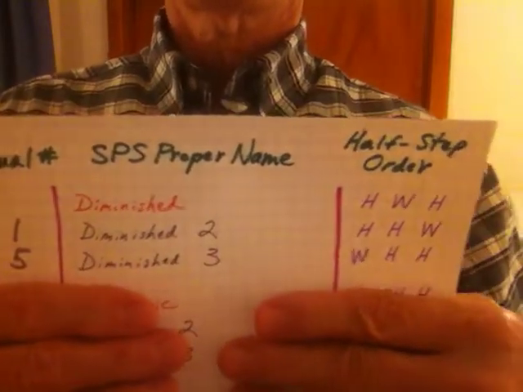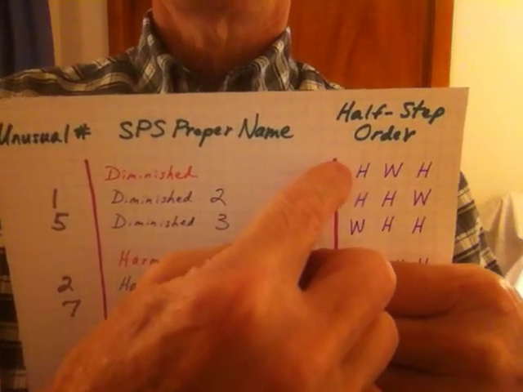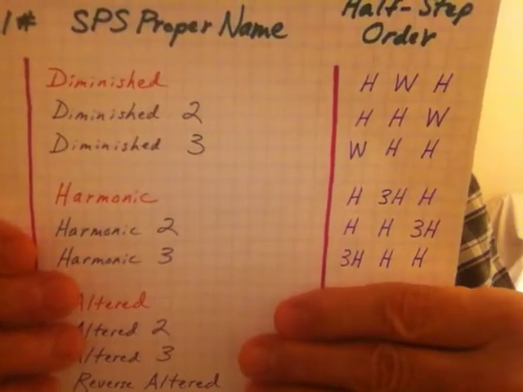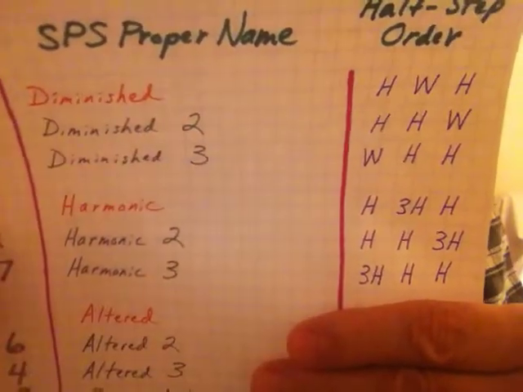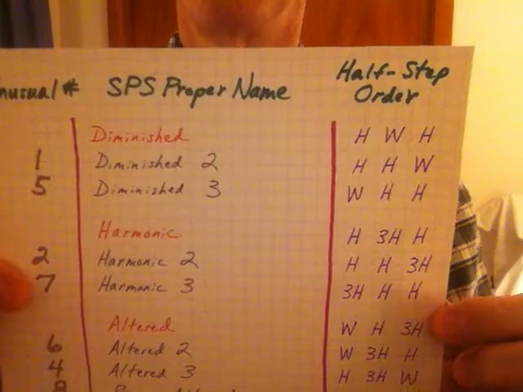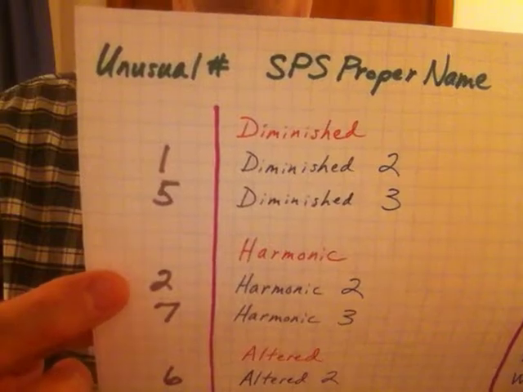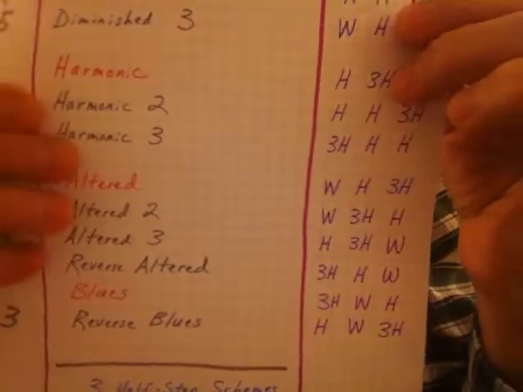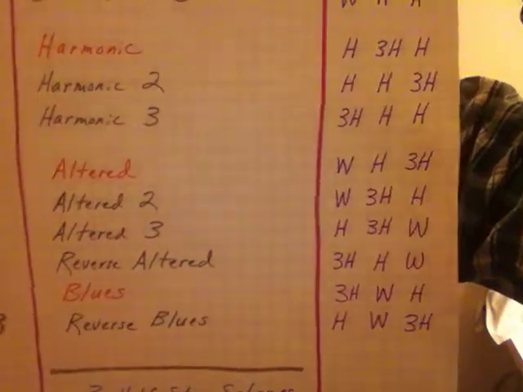So you see here, in the first batch, in the scale phrase, you have combinations of whole and half steps. In the next group, you have combinations of half and 3 half steps. I'll hold that up just a little bit so you can see it. And you can see here that here's the proper name, but here's the unusual number in the book. This is unusual number 1, number 5, etc. Now down here in this group, you have combinations of whole, half, and 3 half steps. That's your third scheme.